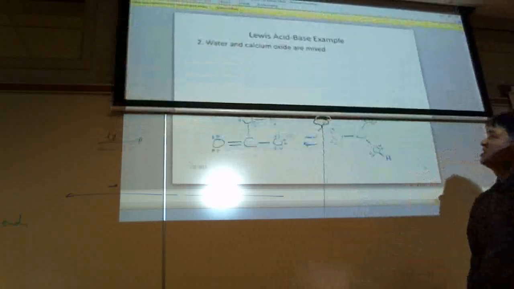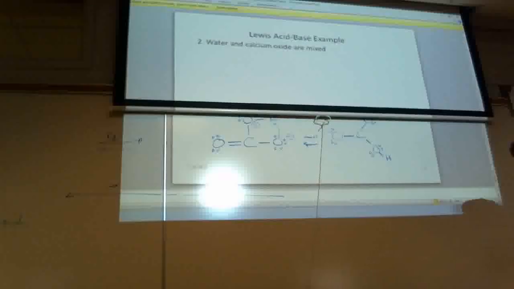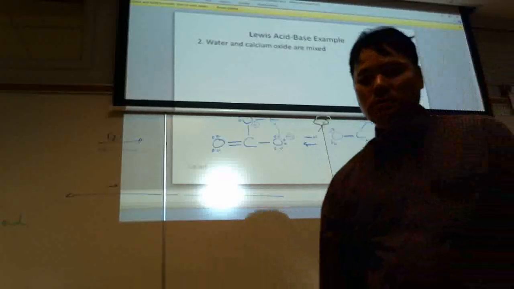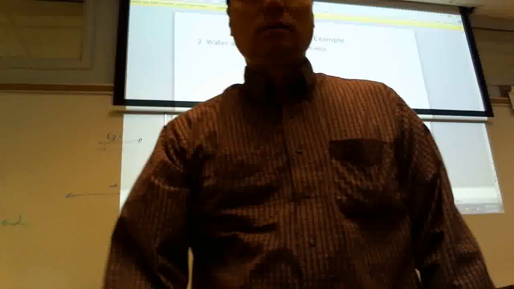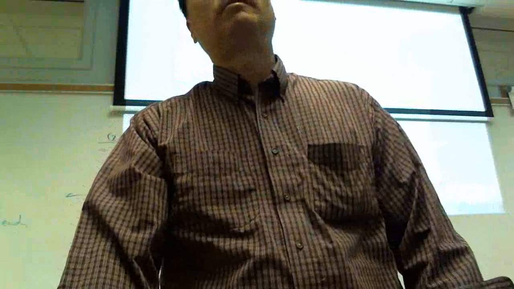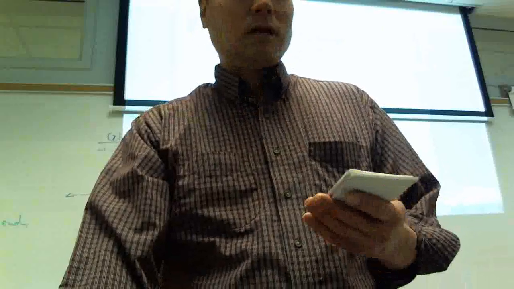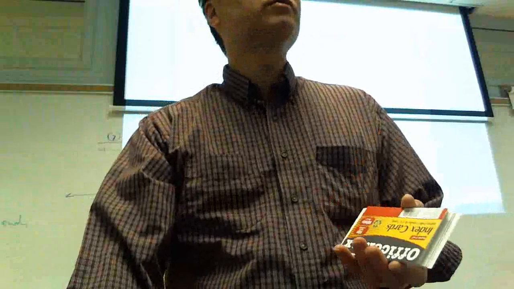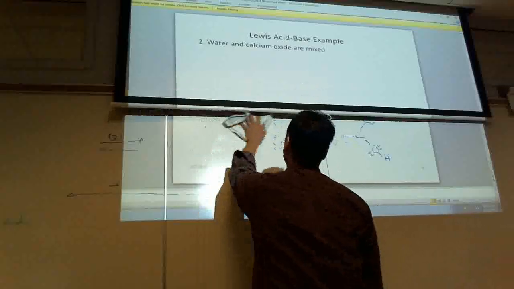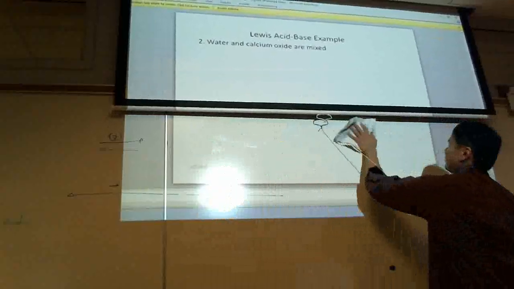All right, the next example of a Lewis acid-base reaction is water and calcium oxide. And so let me just get you started on this one, and then you can finish this one at home. The reason I want to help get you started is because so many people in Chem 1B don't know how to do a Lewis structure for an ionic compound. You know, I found this even in Chem 1A. But hopefully you guys know how to do a Lewis structure for an ionic compound.